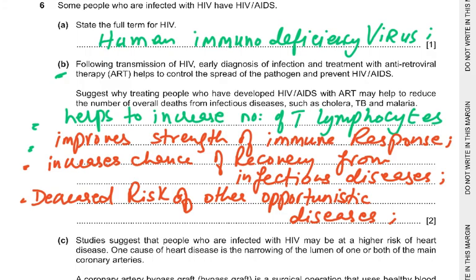Helps to increase the number of T lymphocytes, so improves the strength of the immune response, increases chances of recovery from infectious diseases, decreased risk of other opportunistic diseases.